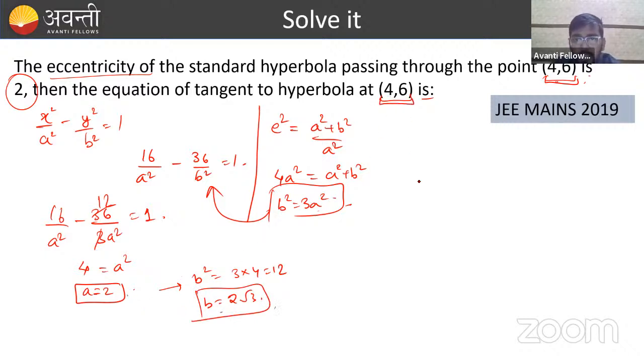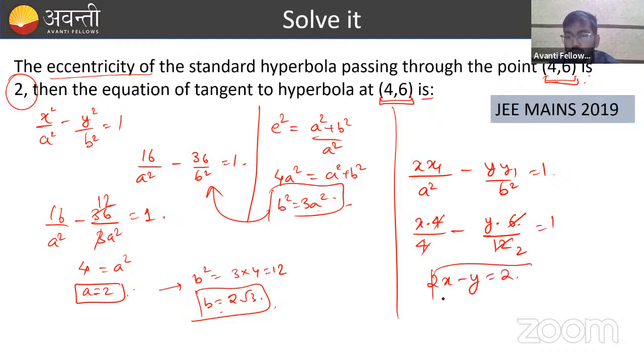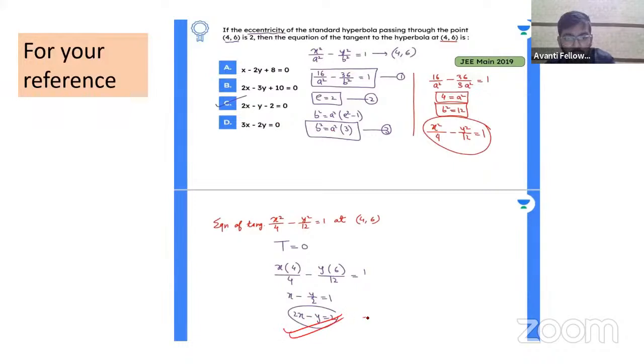Now the equation of the tangent passing through this point on the hyperbola, as we have just seen, is xx1/a² minus yy1/b² equals 1. So x into x1, which is 4, upon a², which is 4, minus y into y1, which is 6, upon b², which is 12, equals 1. So the 4 gets cancelled, and 6 ones are 6, 6 twos are 12. This will become 2x - y = 2. So this is the equation of the tangent at this point: 2x - y = 2.